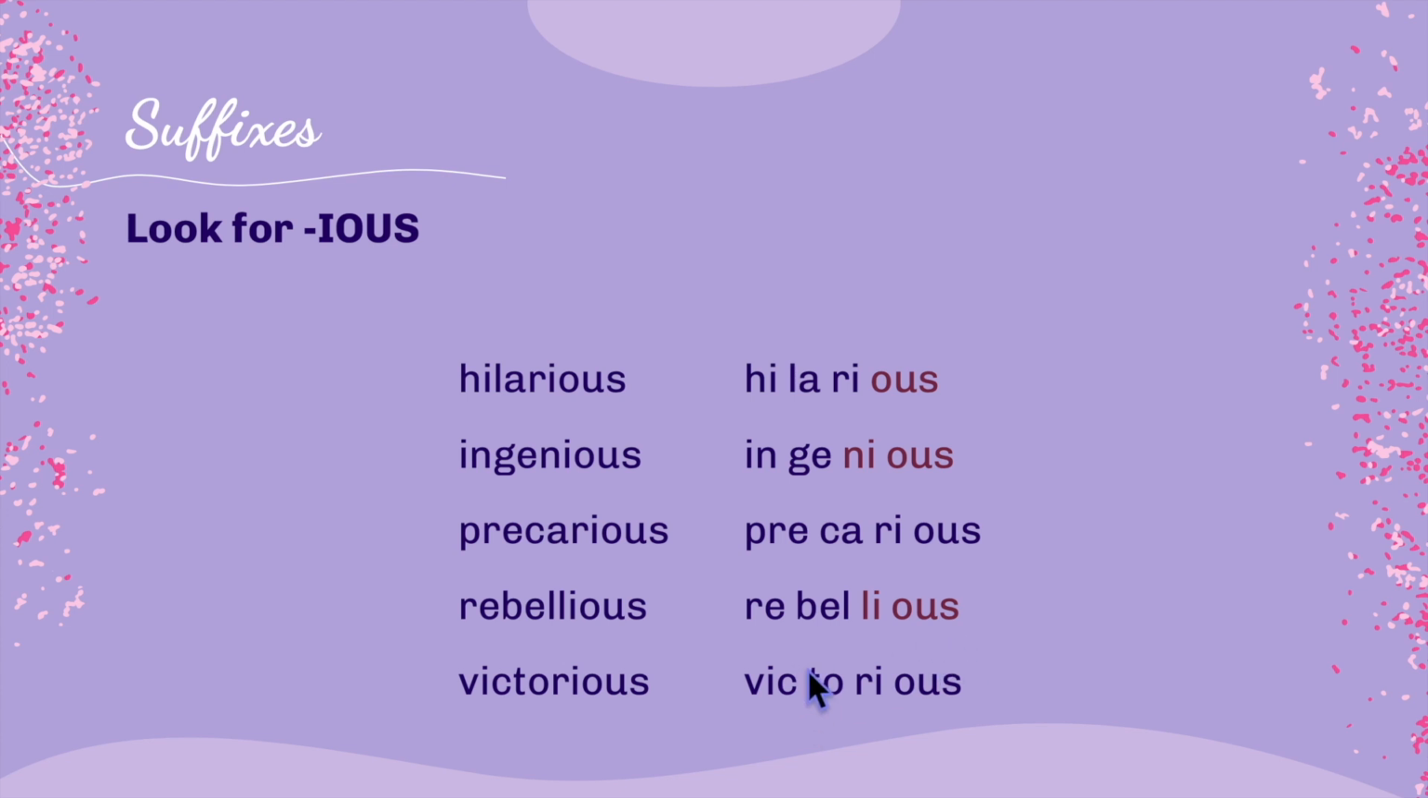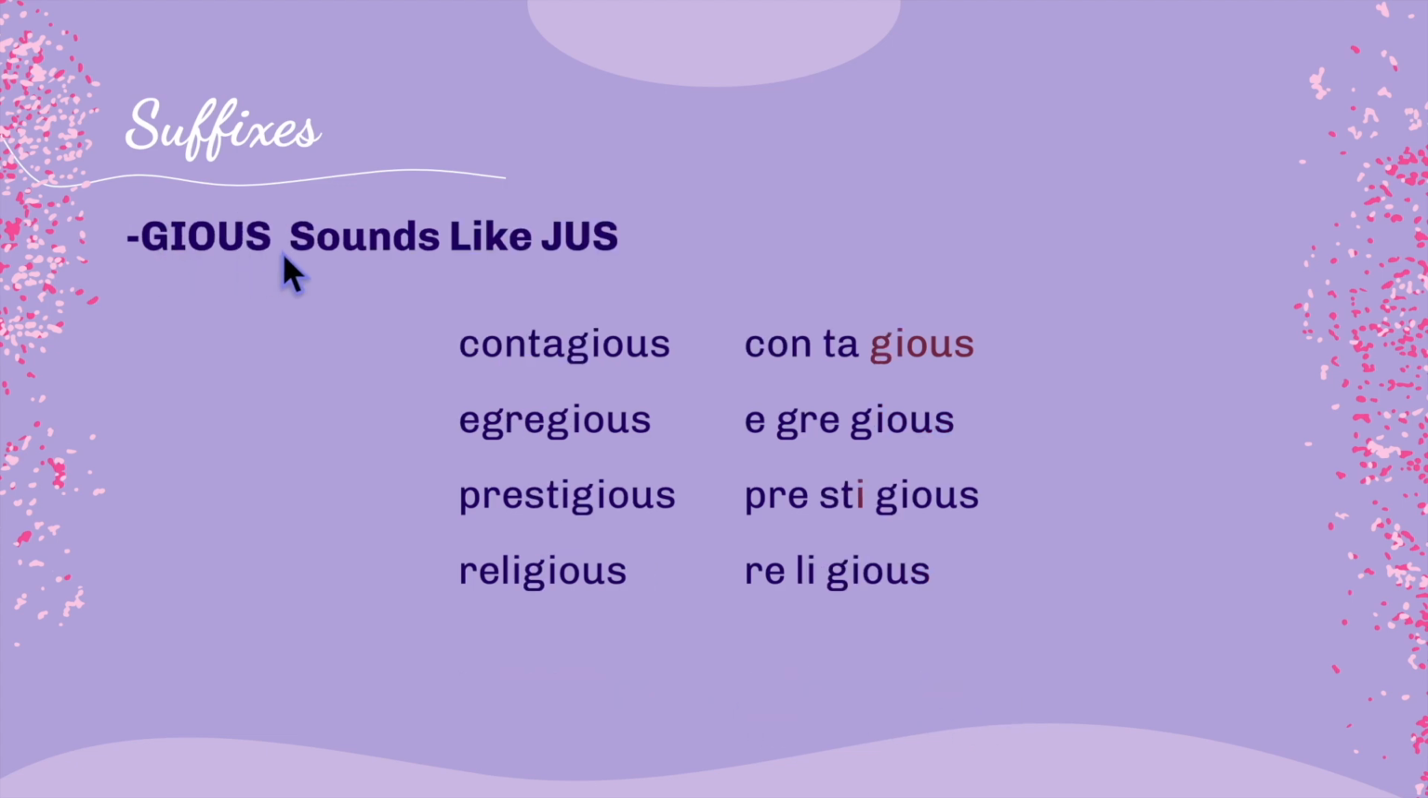Here we divide between 2 consonants, after a vowel before a single consonant, and between an I and an O. Victorious. Let's say that a little faster. Victorious. This suffix is pronounced jus. It's 1 syllable. We don't divide between the I and the O because the I is here to make the G have its soft sound of j. We want to divide between the 2 consonants here and before the suffix.